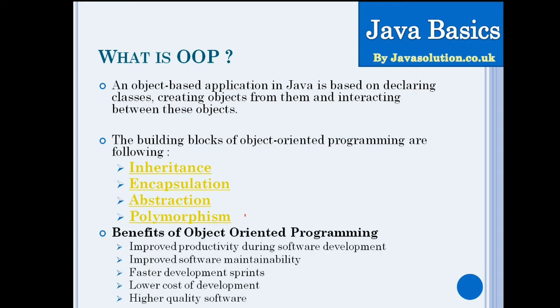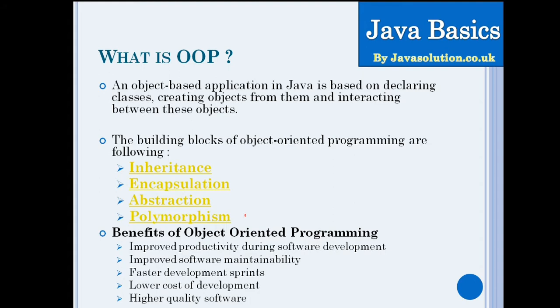The benefits of object-oriented programming are the following: improved productivity during software development. Because if you already have functions available, you don't need to rewrite that code. It means improved productivity, and you can release your software to the market earlier than by rewriting and retesting the code. So it gives you the flexibility to reuse your existing code or existing libraries.